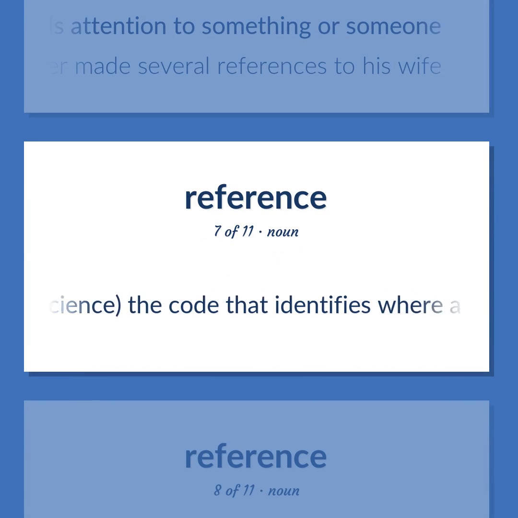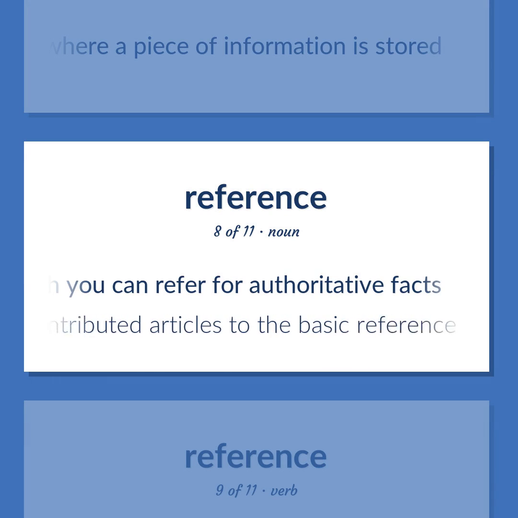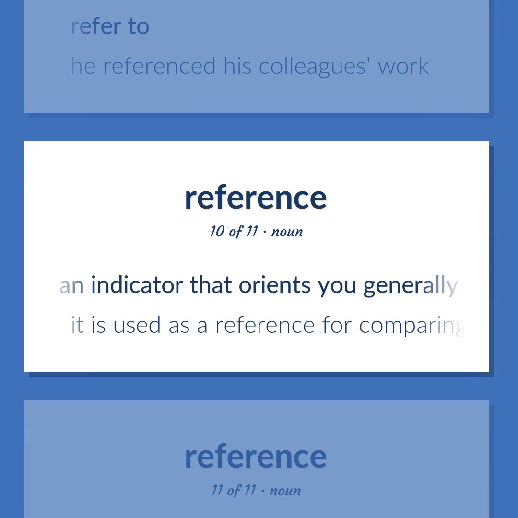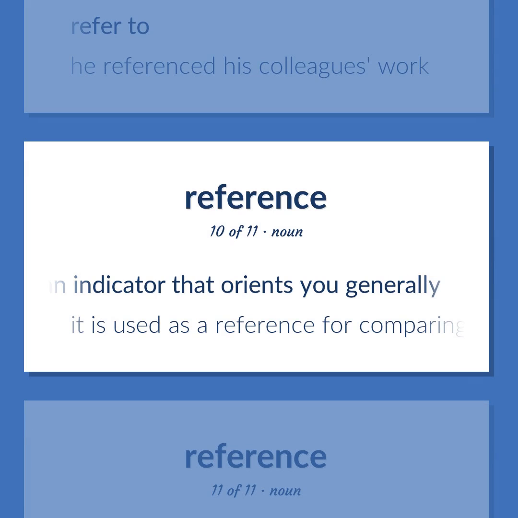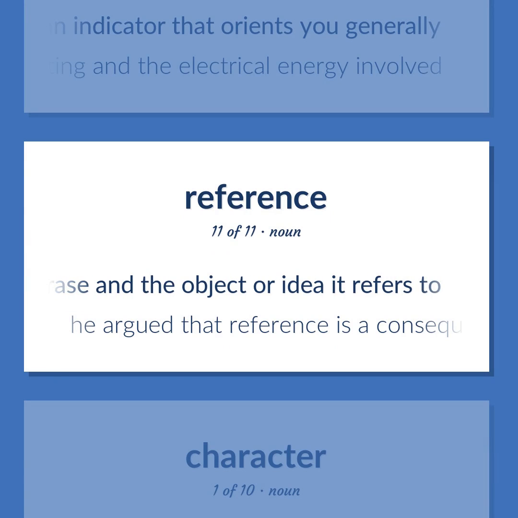Computer science. The code that identifies where a piece of information is stored. A book to which you can refer for authoritative facts. He contributed articles to the basic reference work on that topic. Refer to. He referenced his colleague's work. An indicator that orients you generally. It is used as a reference for comparing the heating and the electrical energy involved. The relation between a word or phrase and the object or idea it refers to. He argued that reference is a consequence of conditioned reflexes.